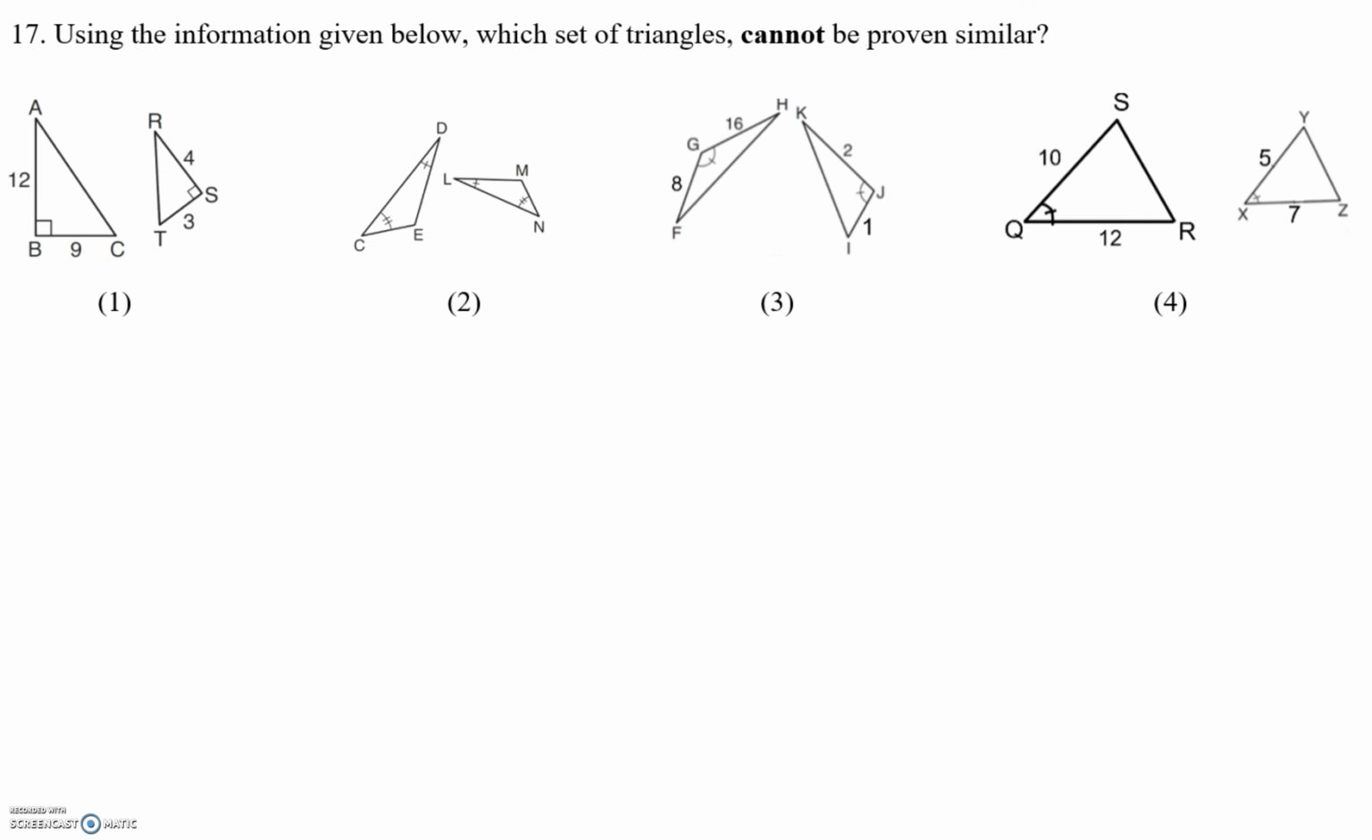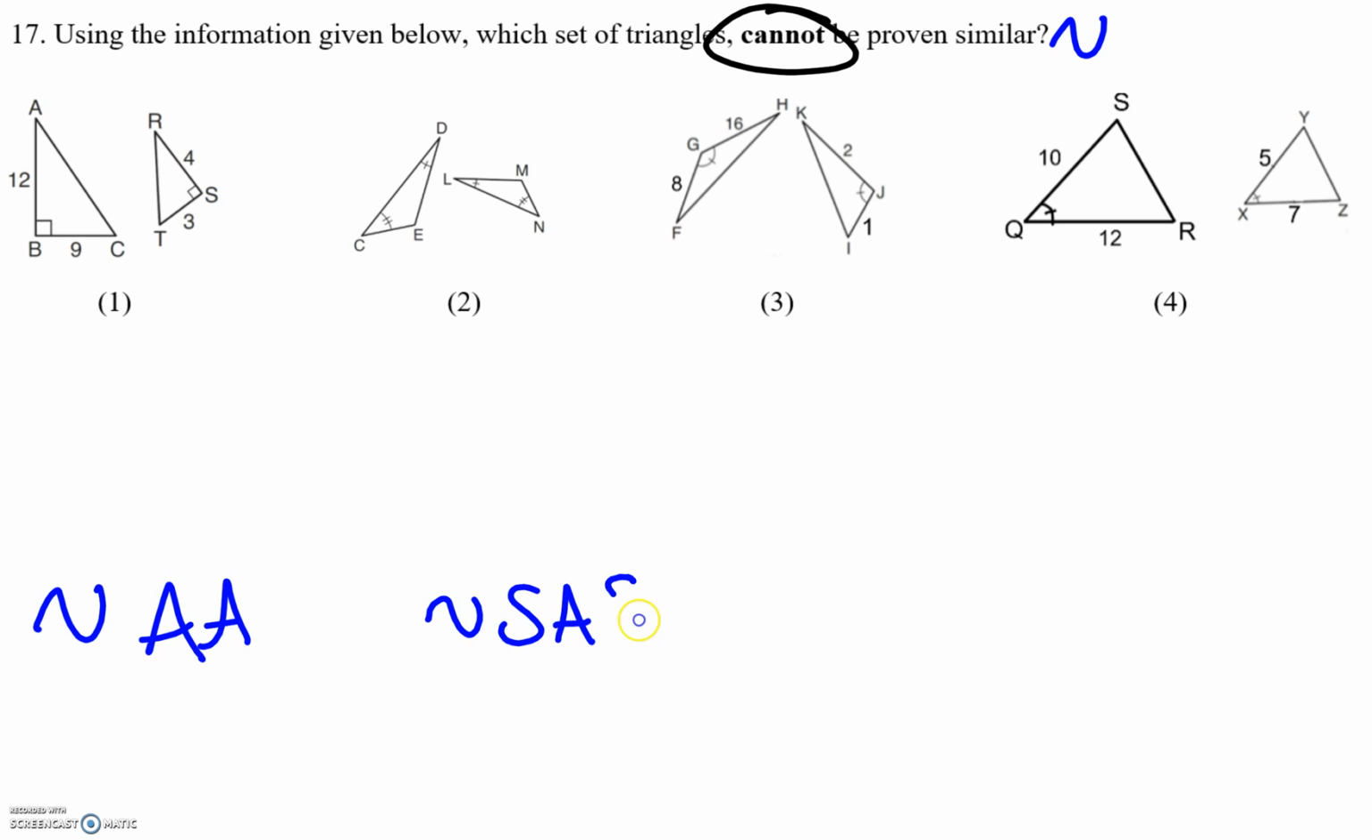For 17, we have, using the information given below, which set of triangles cannot be proven similar. So for similarity, we have angle, angle. We have similarity that's side, angle, side. And this is not talking about sides being congruent. We're talking about sides in proportion. Or there's similarity for side, side, side. So let's look at our pictures above.